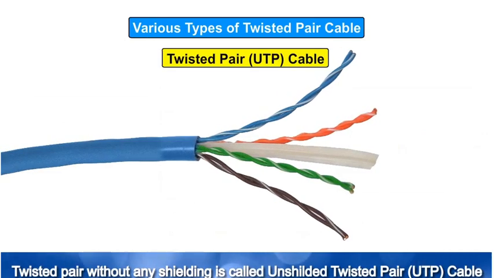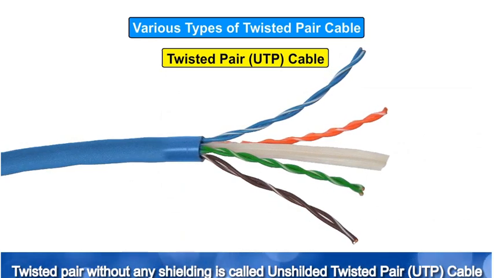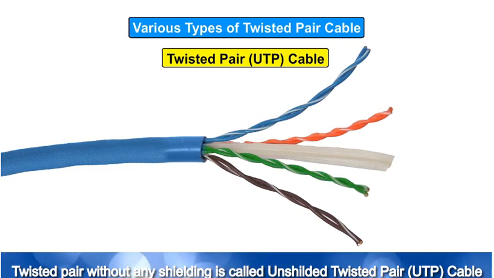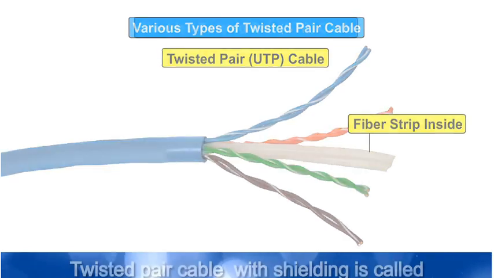There are various types of twisted pair cable used in computer network. Twisted pair cable without any shielding is called unshielded twisted pair, UTP cable. UTP cable also has fiber strip inside to add strength to the cable.